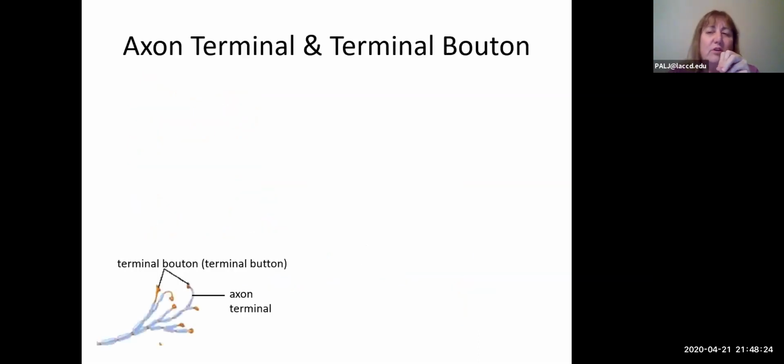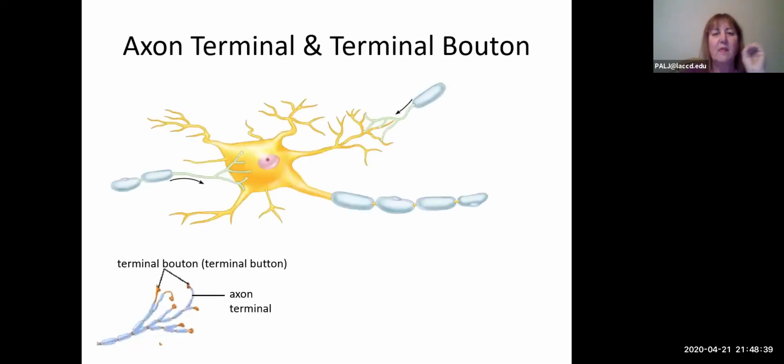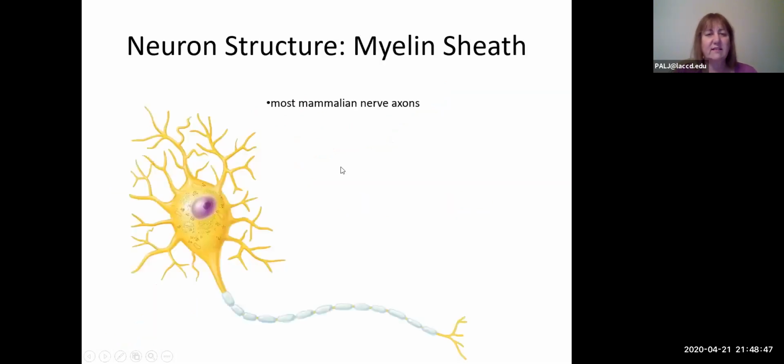So looking closer at the distal end of the axon, when it gets near the end, it branches into axon terminals, and at the end of each axon terminal, we have a little terminal bouton. So incoming messages can come in from the dendrites. They also can come in from the cell body or from the axon itself, but they only go out the axon.